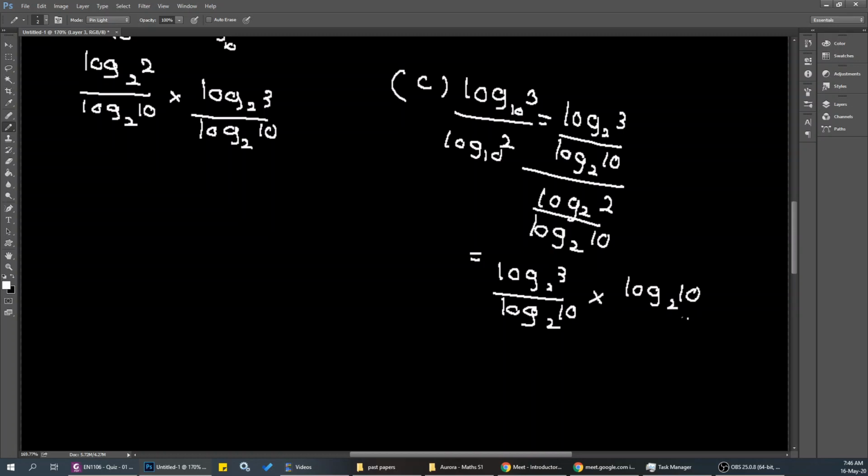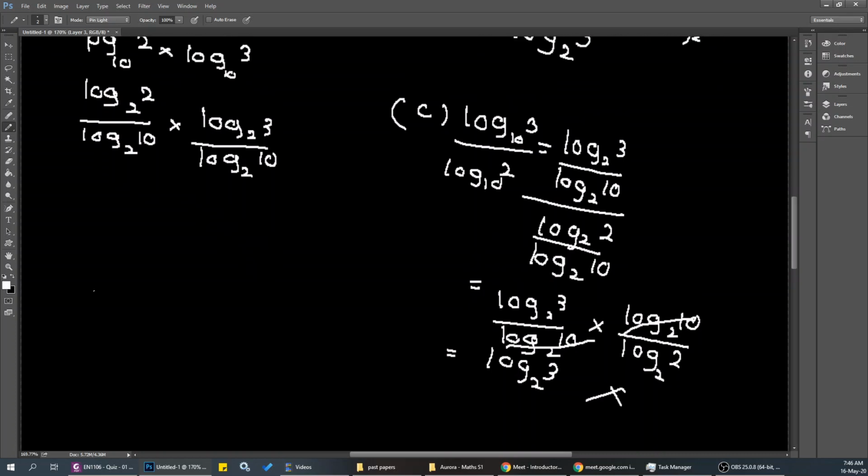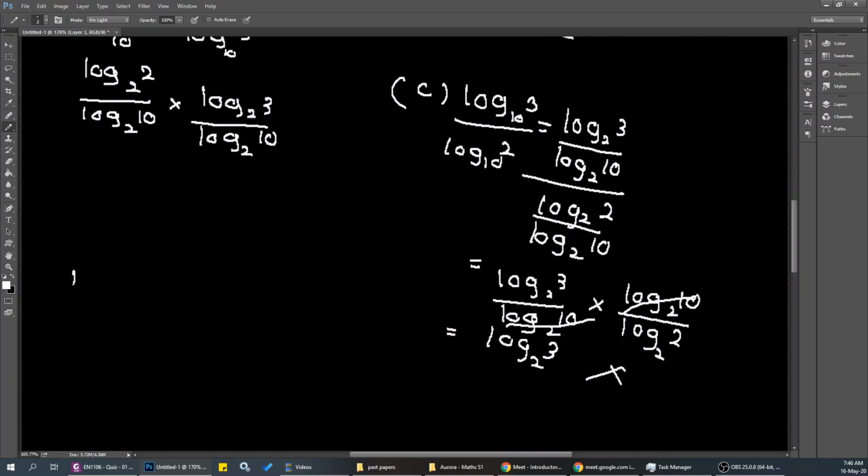Log of 10, we have this cancelling out. We have log of 3 to the base 10 because this one is 1. So C gives log of 3 to the base 2 and this is not an answer. Now D.